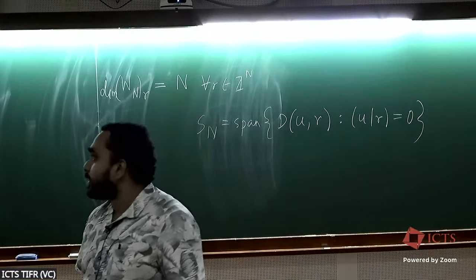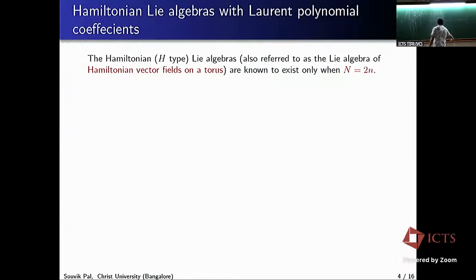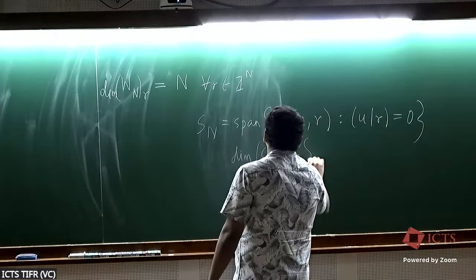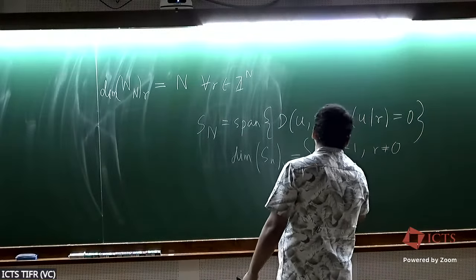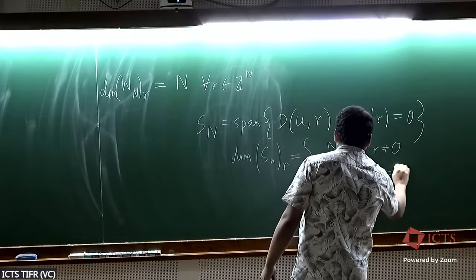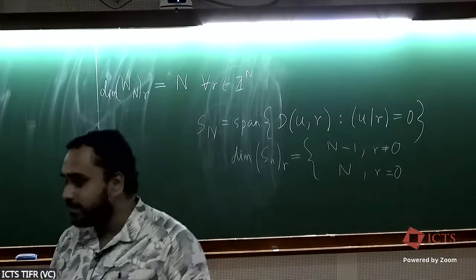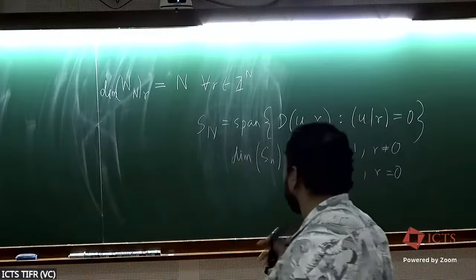This is the S type. A lot of work has also been done here, quite a few papers. Here the graded components, at least the non-zero graded components, have dimension n minus 1 if r is not equal to 0, and n when r equals 0. So it is quite close to the W type, though not exactly; there are very subtle differences.